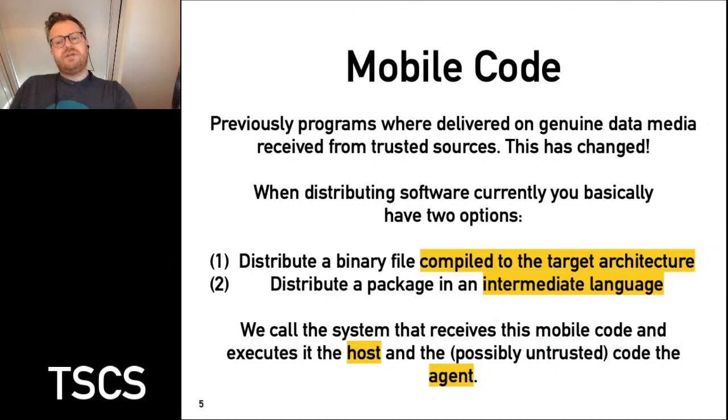And actually, this second part, the intermediate language form that is used for Java and .NET, has some advantages, because you can reproduce some of the type check proofs for these intermediate languages before just-in-time compiling, and actually the Java runtime does so. There's also some terminology involved. In mobile code, we typically call the system that receives this mobile code and executes it the host, and the possibly untrusted code is the so-called agent.